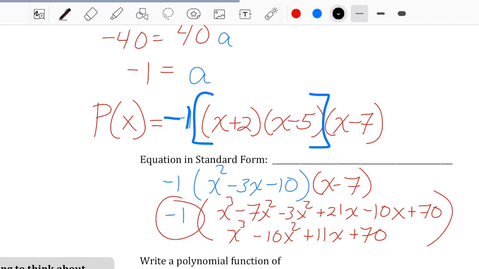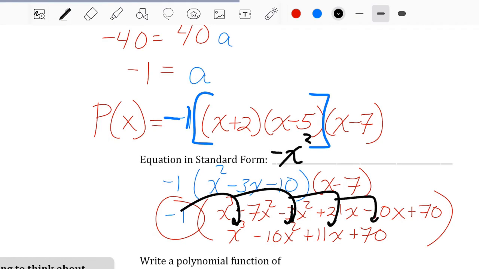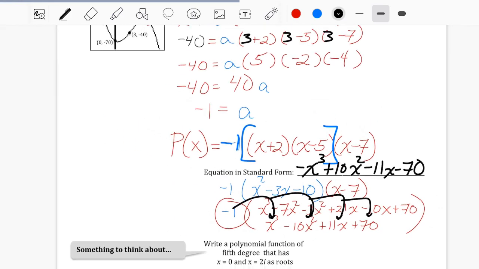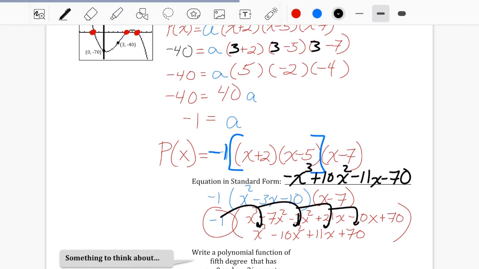So that negative 1 is going to distribute. It's going to distribute onto all of these terms. So I really end up with just negative x cubed, positive 10x squared, negative 11x, and negative 70. What do you think about that equation? Does it match the graph?